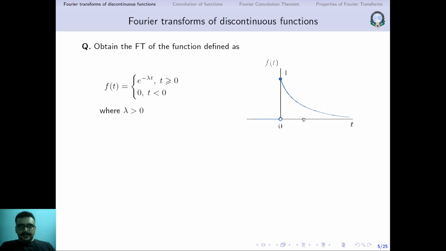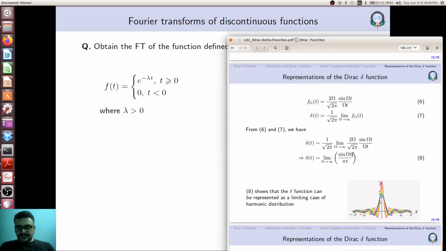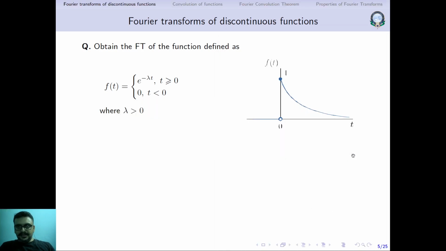Next, obtain the Fourier transform of the function defined in this way. For negative values of t it is 0, for positive values of t it takes the value e to the power minus lambda t. We had already derived this result earlier, in the first lecture on the Fourier transform, where we had done an exercise in which we found the Fourier transform of the exponential decay function.